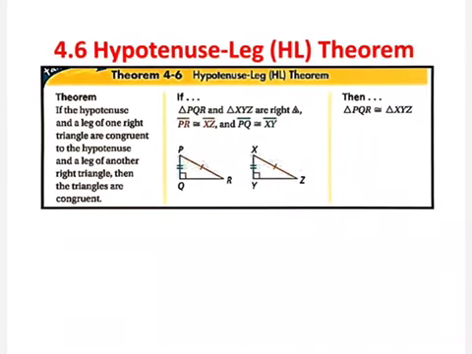Theorem 4.6 is the hypotenuse leg, or HL, theorem. If the hypotenuse and a leg of one right triangle are congruent to the hypotenuse and leg of another right triangle, then the triangles are congruent. So in reality, you need three things. You need congruent hypotenuses, congruent corresponding legs, and you need both triangles to be right triangles, so they both have right angles in them. Once you know these pieces, 1, 2, and 3 for each triangle, you can prove the two triangles congruent using the HL theorem.